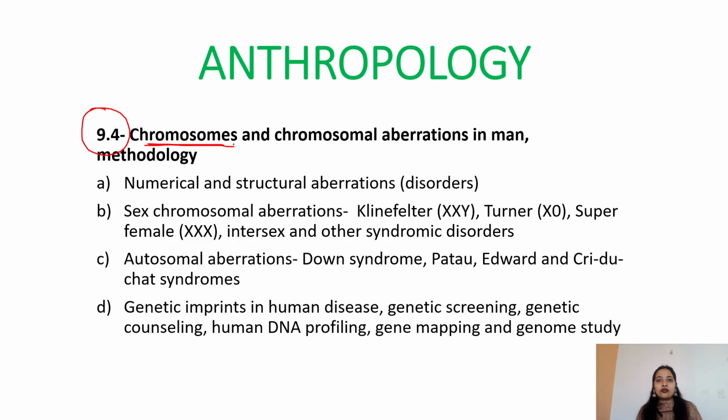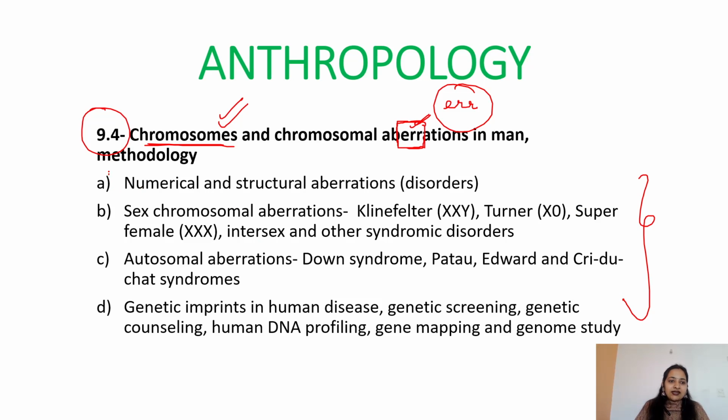What do we mean by chromosomes? Only when you understand this, only when you understand their structure, you will understand the errors in it. Because see, aberrations means errors. As you can see from the spelling here, ERR, that means errors. So errors in chromosome will be very easy to understand if you understand what exactly is chromosome. These are the topics that are there in the syllabus. So A, B and C, these three topics will be very easy to understand if you understand what is chromosome.